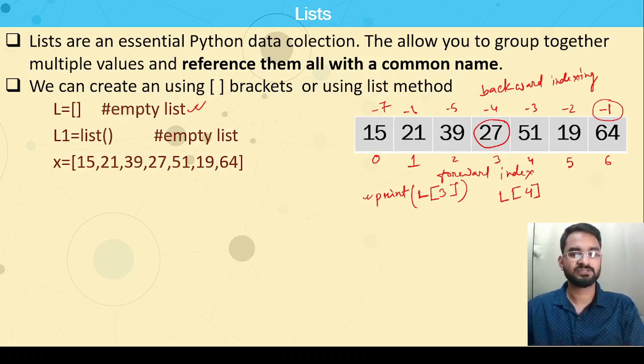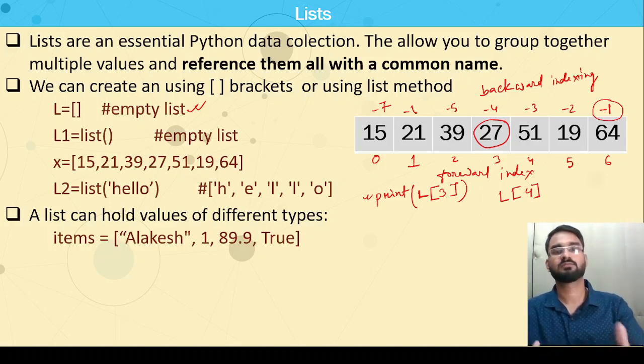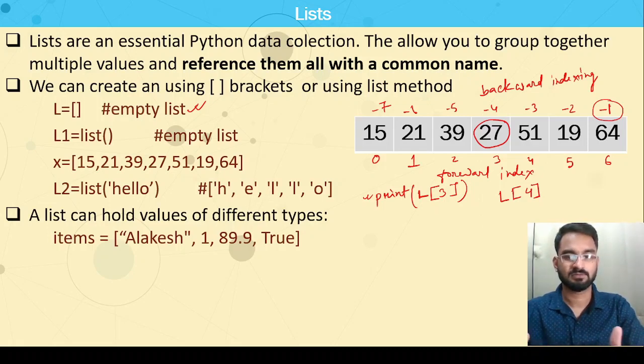All right. So there is one other way to create a list using the list method, which we use very rarely, but yes, here a string is passed to the list method, and this list method will divide each of the alphabets into a list element. All right, now a list can hold different types of values, like strings, numbers, floating point numbers, also boolean values. All different types of values it can hold within a single list, right?